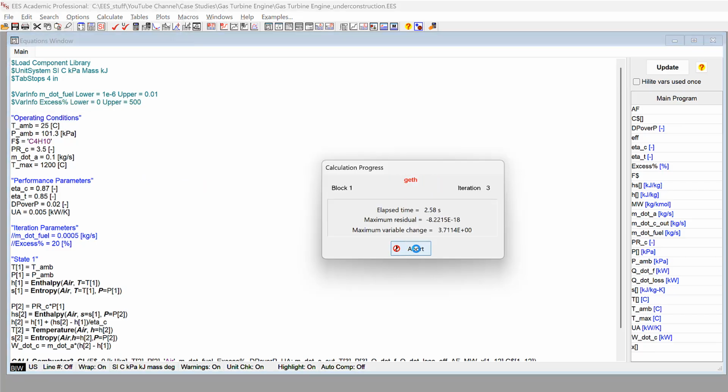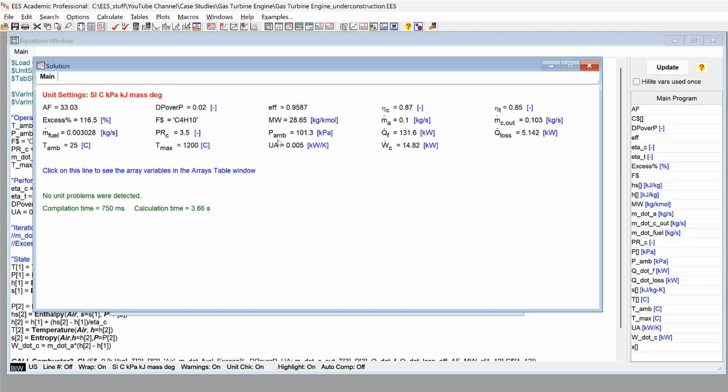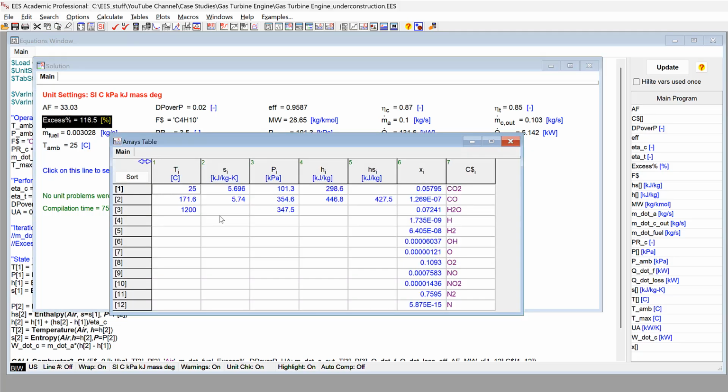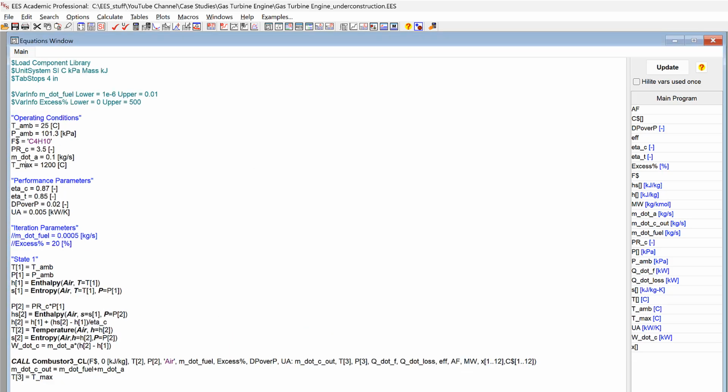And it'll have to think a little bit now, but it comes to the solution that my excess air percentage needs to be 116.5, and that's now giving me, if I look at my arrays table, the right temperature here at the outlet. And of course, before I do anything else, I want to update these guess values. And yeah, now I'm in a pretty good spot to move on and simulate the turbine.